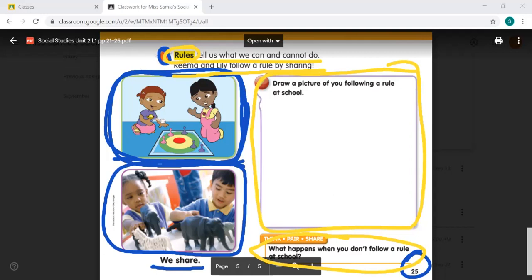That means something is going to happen and you might not like it because you have to learn to follow rules. So I want you to draw your picture of you following a rule at school.